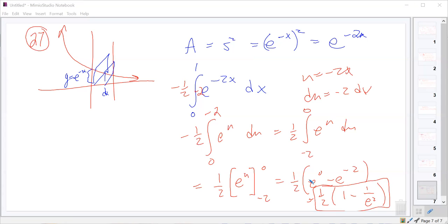I didn't plug the u back in because you don't have to do that with the definite integral. If you change the limits of integration like you're supposed to, you can just leave them in terms of u and evaluate it that way. If you want to change this back to negative 2x, then that's fine. Then you have to change this back to 0 to 1 instead of negative 2 to 0. You end up with the same answer. But there's no reason to convert it back after you've already converted it.